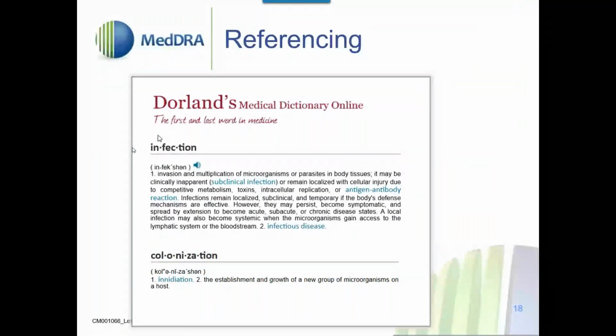Let's see. If we go to Dorland's Medical Dictionary, which is often my first point of call, I'll see what an infection is. An infection is invasion and multiplication of microorganisms or parasites in body tissues. It may be clinically apparent or remain localized with cellular injury. So what we're saying here is that infections remain localized, subclinical and temporary if the body's defense mechanisms are effective. So there is an interaction between the microorganisms and the body.